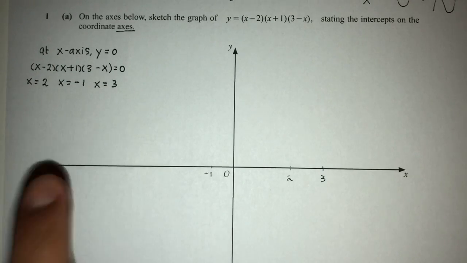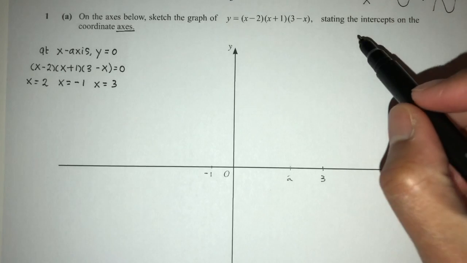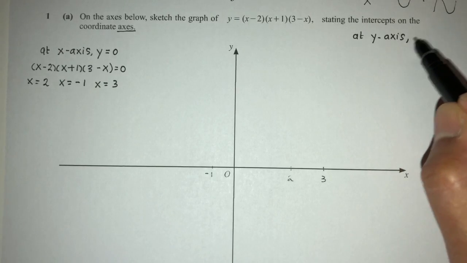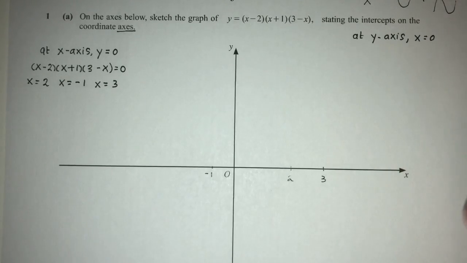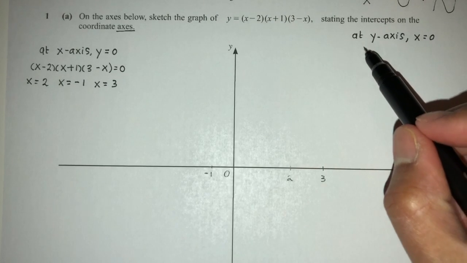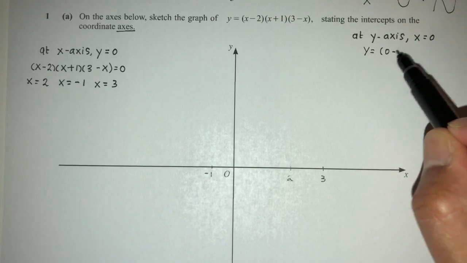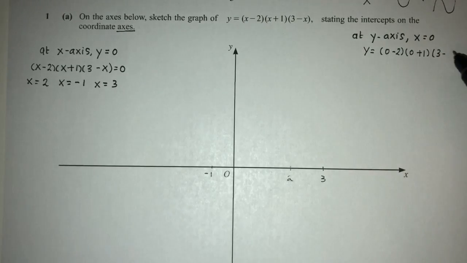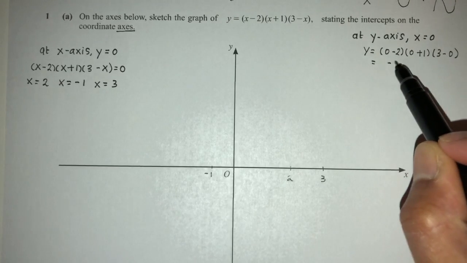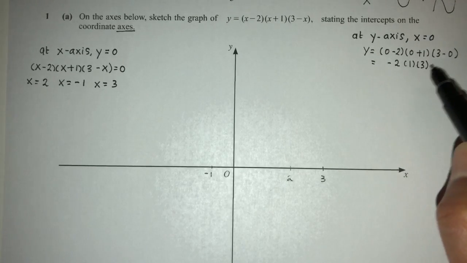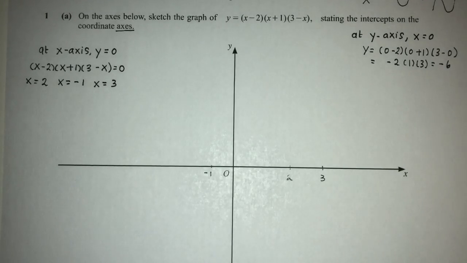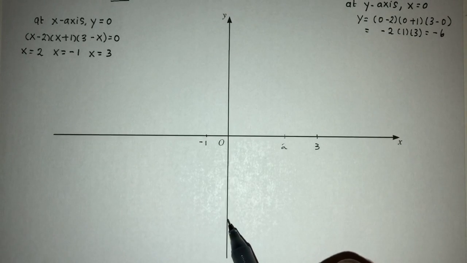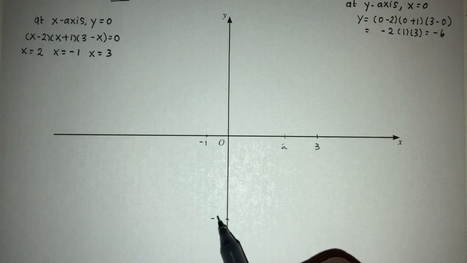Now let's find out what happens on the y-axis. So we have to know on the y-axis, so at y-axis, the value of x is 0. Okay, so we place x in the equation. y will be 0 minus 2, 0 plus 1, and 3 minus 0. That will be minus 2 times 1 and times 3. That will be minus 6. So on the y-axis should be minus 6 somewhere over here. Let's say this is minus 6.